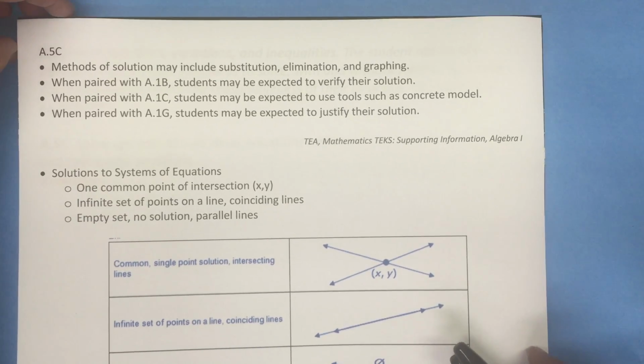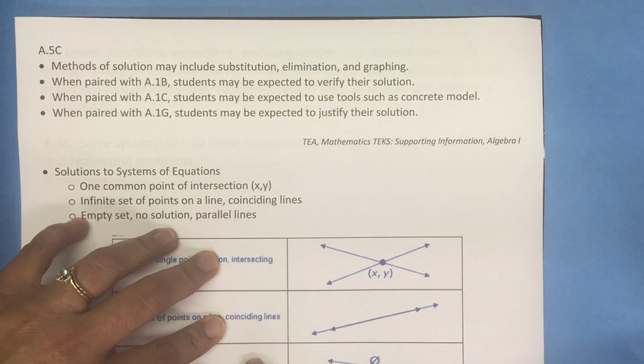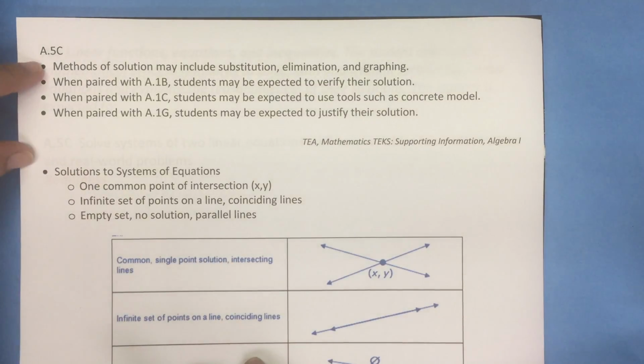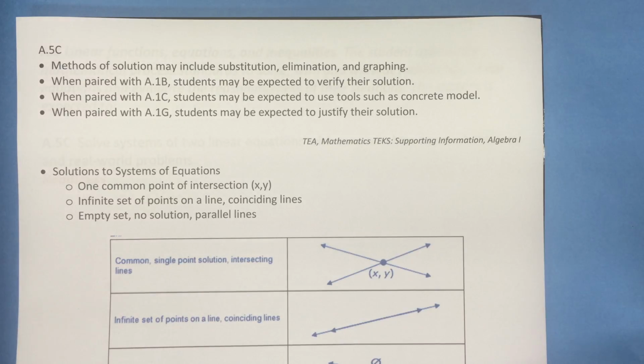First, I'd like to share with you some information that comes from TEA. It comes from the Mathematics TEKS Supporting Information document for Algebra 1. In that document, it states that methods of solution may include substitution, elimination, and graphing. When paired with A1B, students may be expected to verify their solution. When paired with A1C, students may be expected to use tools such as concrete models. When paired with A1G, students may be expected to justify their solution.